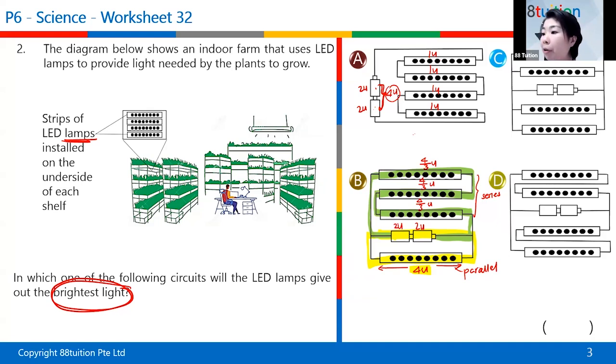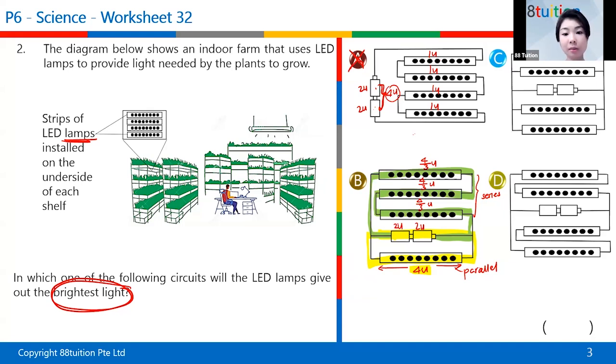Okay, so comparing A and B, we already can look at it. Which one has brighter lights? Between A and B, Javen. B. Okay, so I just cross out A first. Okay, now let's look at C.